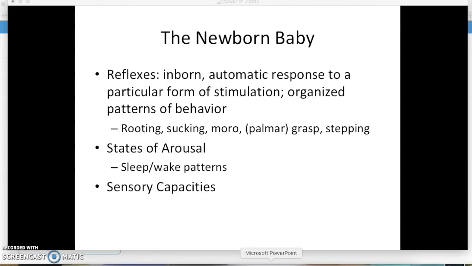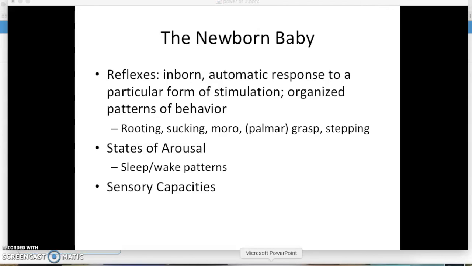Our final slide provides information about the newborn baby. Three types of behaviors are discussed in this section: reflexes, states of arousal, and sensory capacities. Reflexes are inborn automatic responses to particular stimulation. They are the first organized patterns of behavior. While there are many, the ones discussed in the text are rooting, sucking, moro, palmar grasp, and stepping.